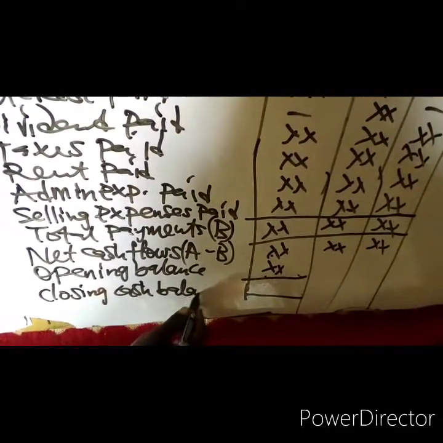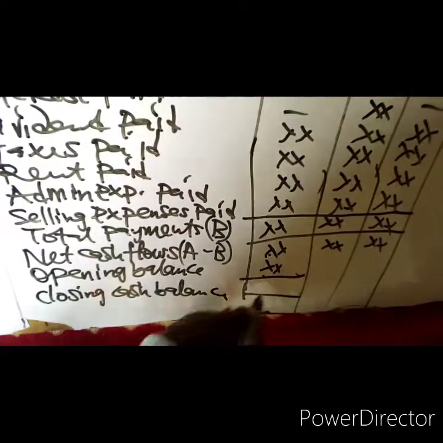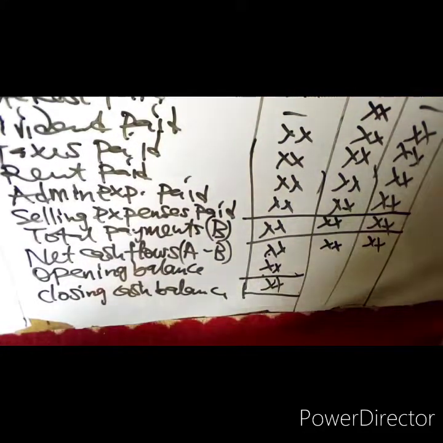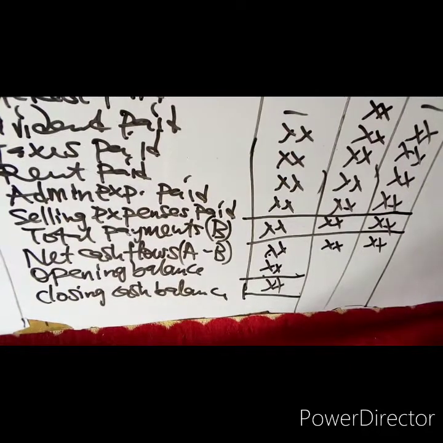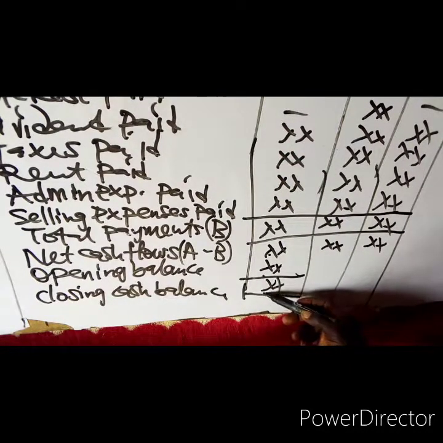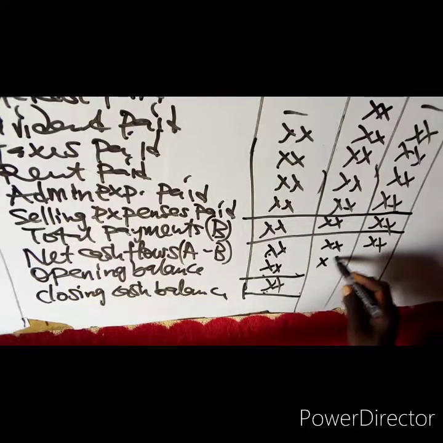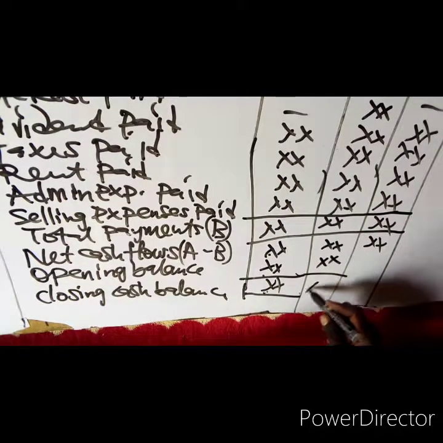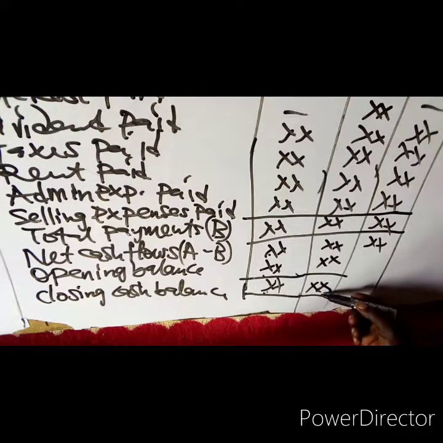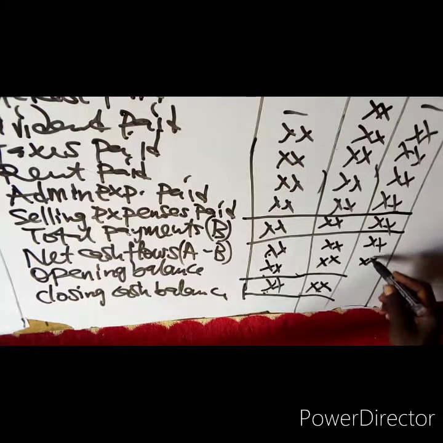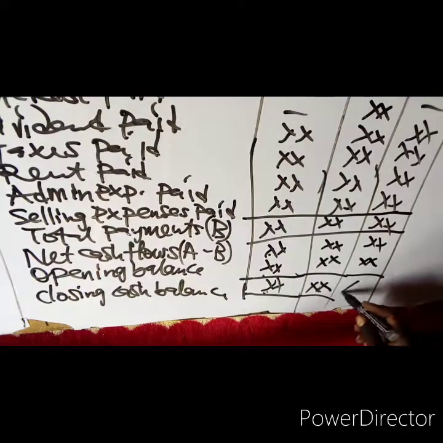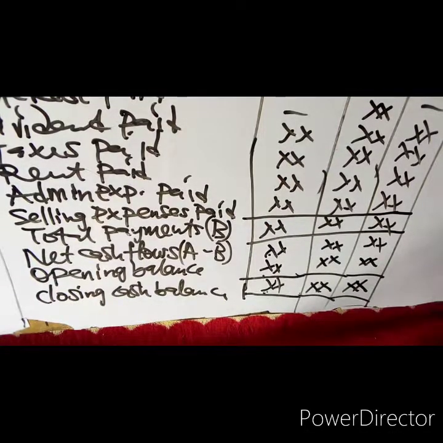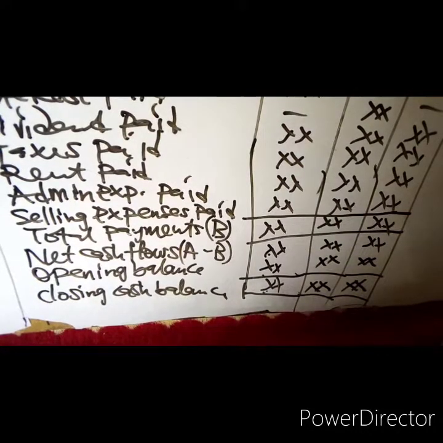I've told you that your opening balance here, I'm talking about opening cash balance. You get the closing cash balance. The closing balance for January will be the opening balance for February. When you add it, you get the closing balance. Then the closing balance for February will be the opening balance for March. And when you add that, you get the closing balance. So that is the format for preparing the cash budget.